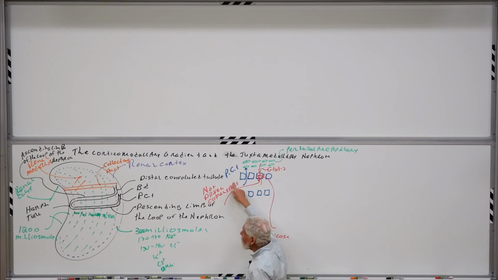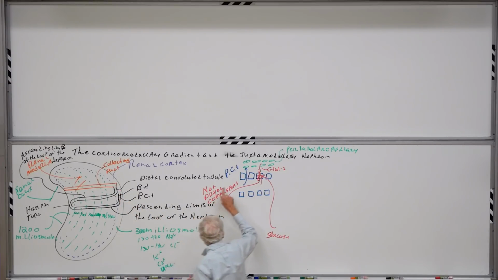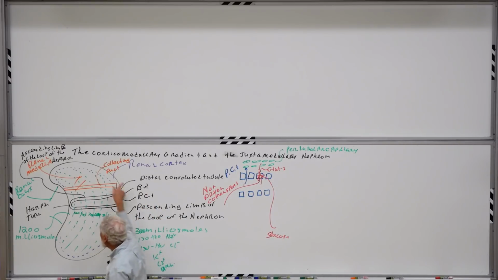And when the glucose levels get really high, they're filtered from the glomerulus into the proximal convoluted tubule. And if we have more glucose coming into the proximal convoluted tubule than we have transporters to accommodate, that glucose is going to spill over into the descending limb and go to the outside world.